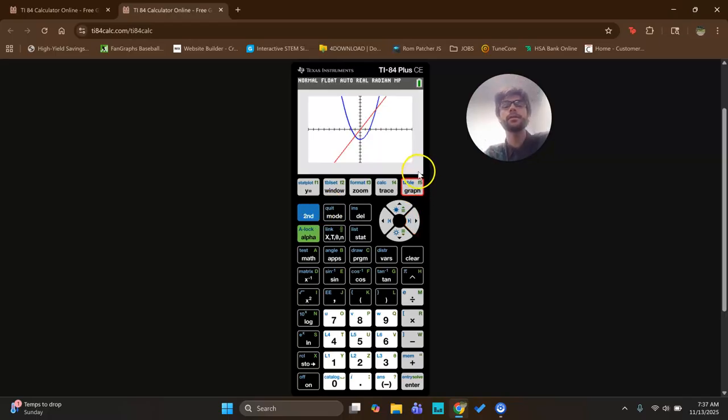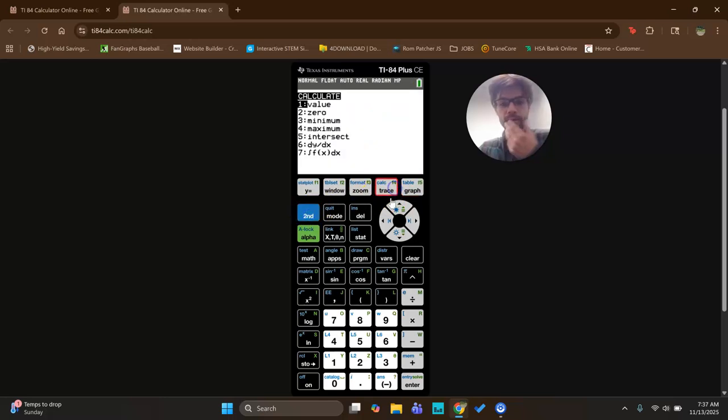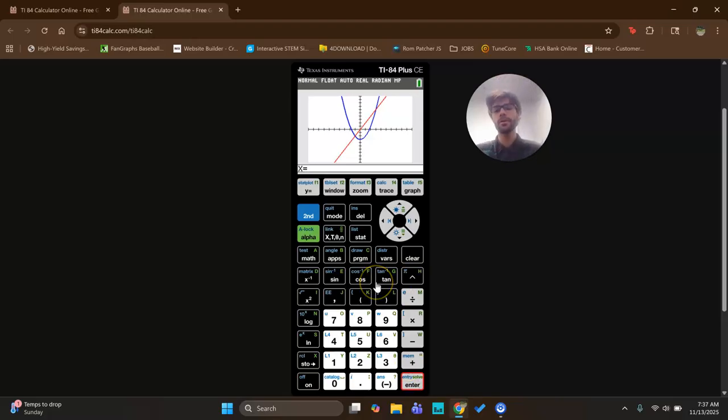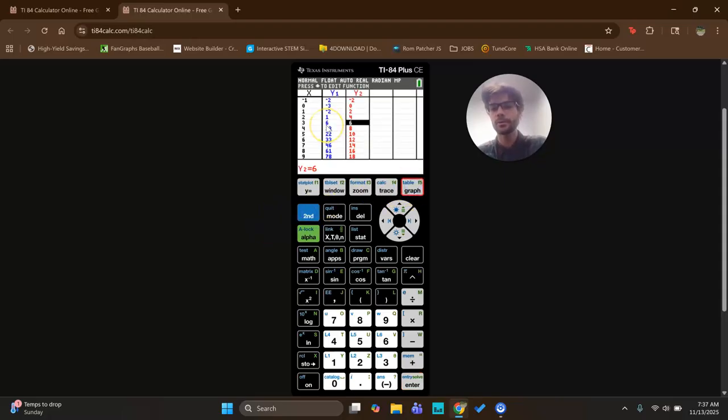Alright. Let's see, is there anything else in this? Oh, I guess for the graphs, there's one more kind of important thing. If you go to second calc again, there's another. So we have 0, we hit min or max, depending on what your graph is like. Intersect. Don't worry about 6 and 7. But value here. You can actually put in an x value, and it'll give you your y value. So let's say we wanted, what's our value when x is 8? Enter. Oh, 61. But you can also just go to the table for that as well. So either of that works.